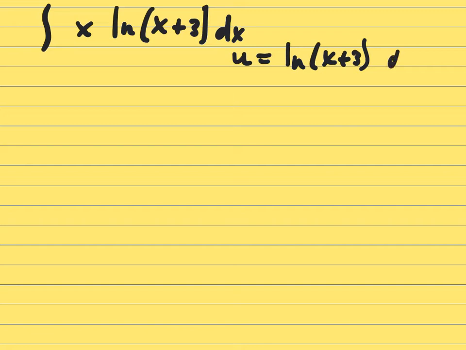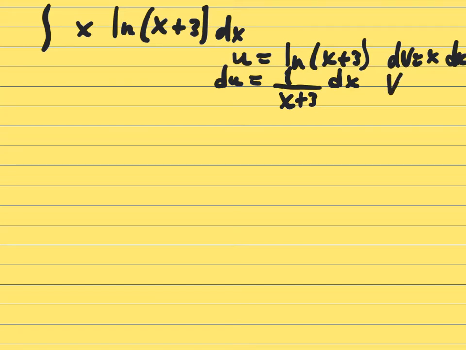And we're going to let the algebraic part be dv. Taking the derivative of u, and remember, for natural log, your derivatives are 1 over the original times the derivative of the original. So that's 1 over x plus 3 times the derivative of x plus 3, which is actually just 1, dx. The antiderivative of dv is going to be x squared over 2.